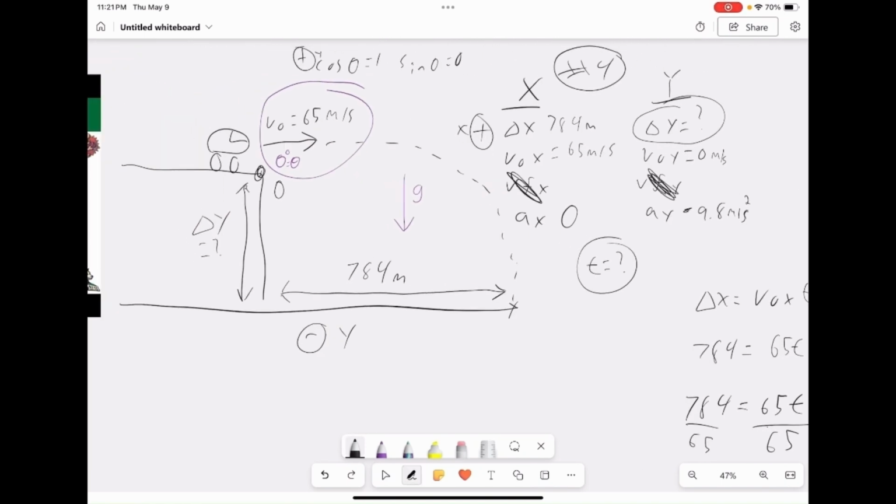Okay, so again, this is really simple. It's just like solving a kinematic equation in the x direction, or in one dimension, but now I've added a second dimension, and time is shared between those two dimensions. Okay, so let's go ahead and look at our next example.